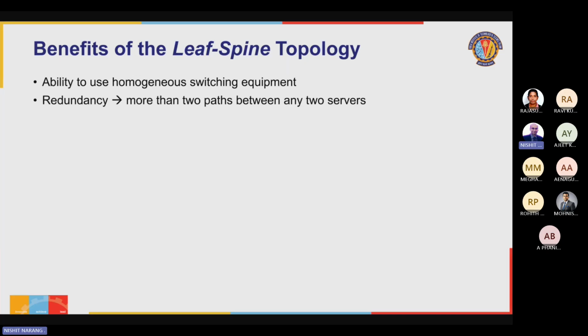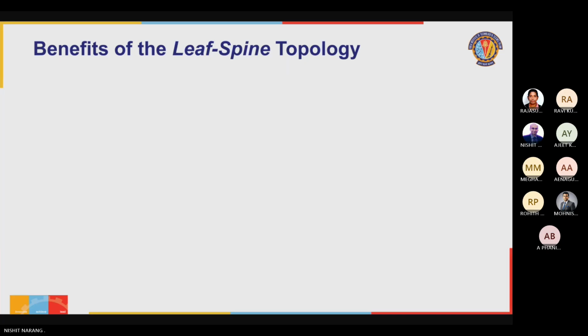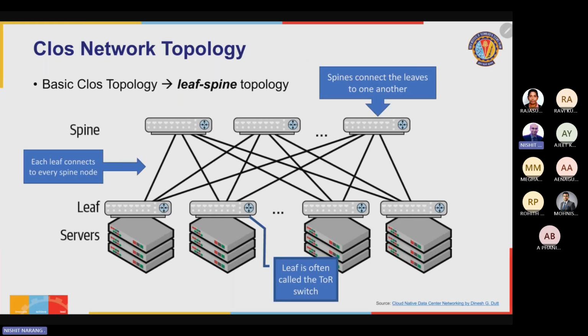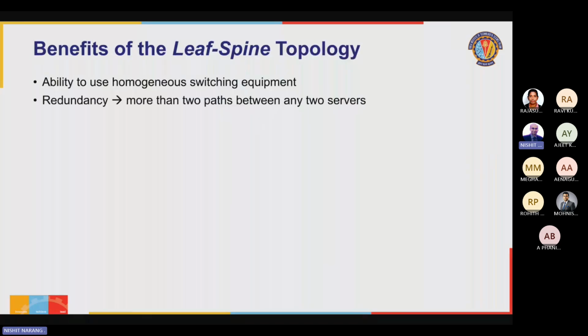Unlike 1:1 redundancy in the access aggregation core, where one set failure meant half the network's gone, large blast radius. Here, what do you see in the topology? If there are n spine switches, there is actually n:1 redundancy. There are n paths between any server to any other server. So the redundancy has gone up many folds. There are more than two paths between any two servers.